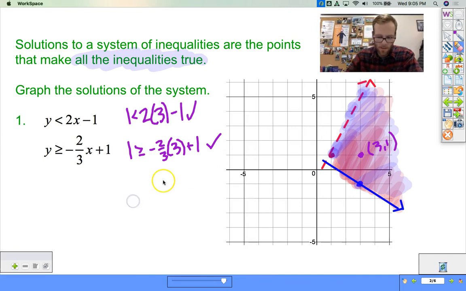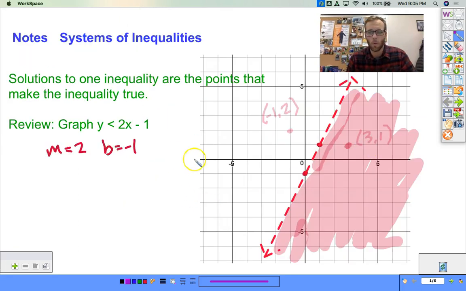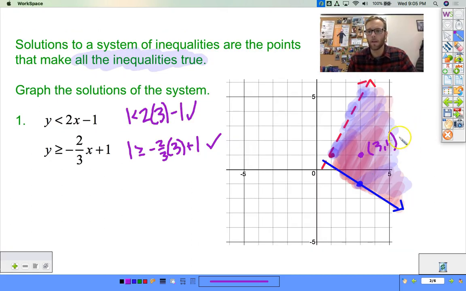So really, the systems of inequalities is not much of a step beyond what we're doing right here. We just have to do this multiple times, and our solution is the area that we shade every time. Now, I know that you guys don't have the technology I have here. I like to erase everything else.